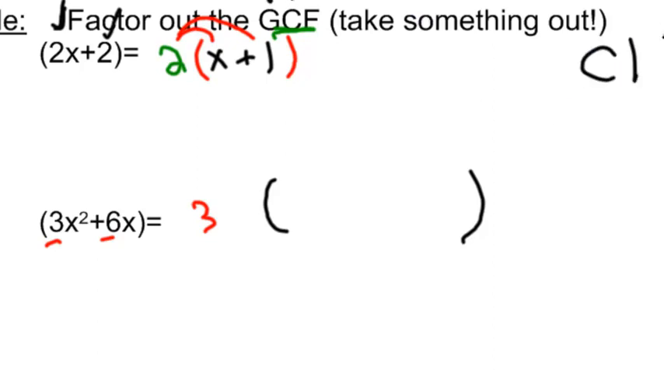The CF is the common factor. You can't just take out a number that goes into everything. You have to take out the biggest number that goes into everything. And in this case, it's just the 3. We got to look at the variables, though, now.